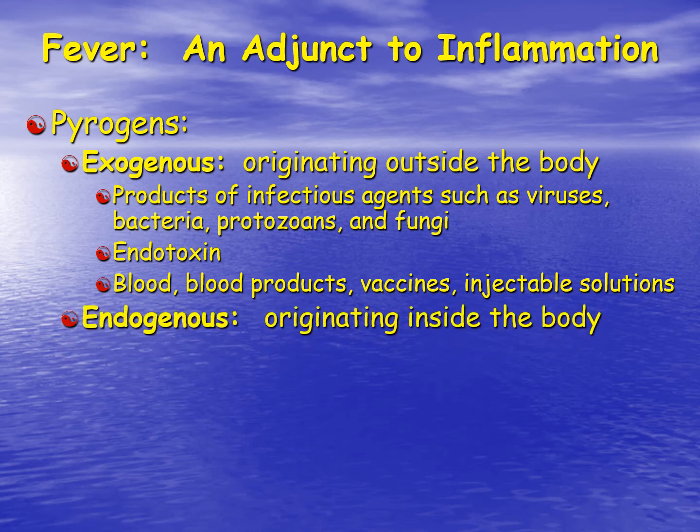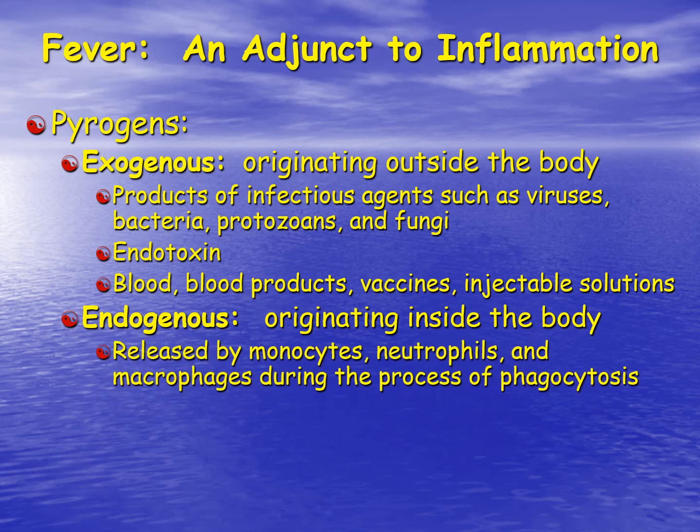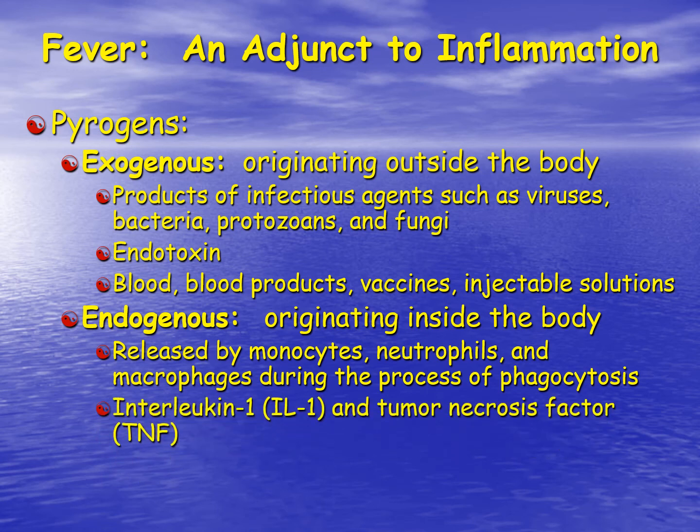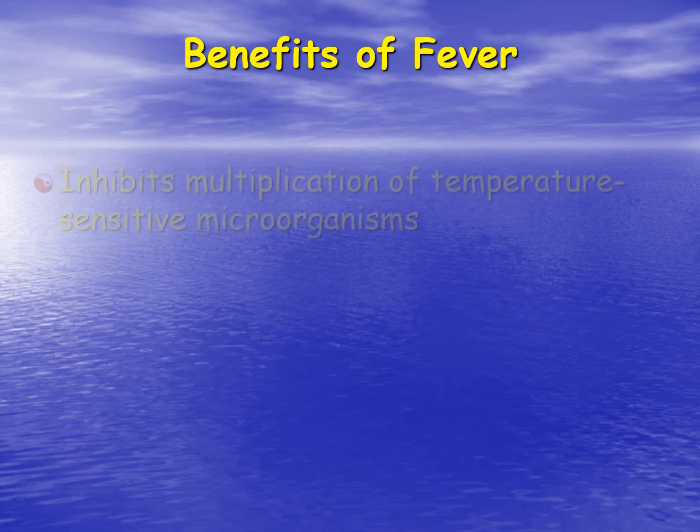Endogenous pyrogens originate inside the body, and we actually produce a number of these from our inflammatory and immune cells. They can be released by monocytes, neutrophils, macrophages, and mast cells during the process of inflammation. Interleukin-1 and tumor necrosis factor are among the two most well-documented endogenous pyrogens.